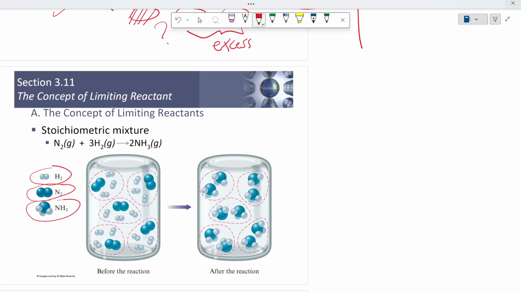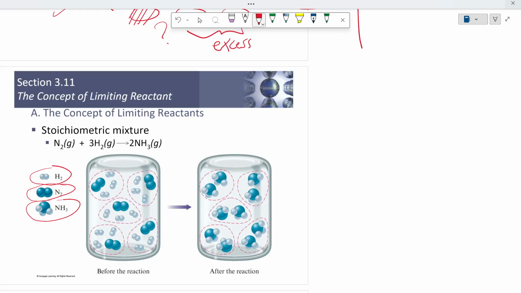If you look and you observe, you will find that no hydrogen or nitrogen remained at the end of the reaction. What does it mean? It means both of them reacted completely. Both of them consumed completely. So here both of them are limiting reactant.